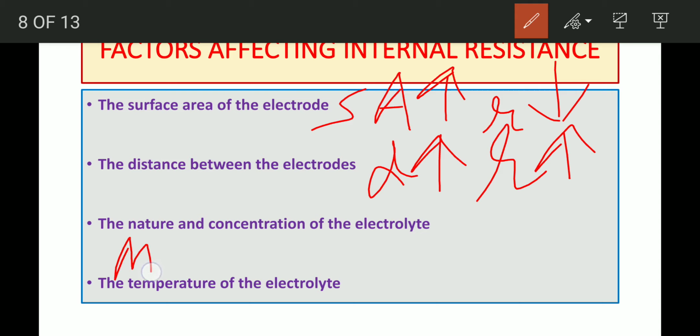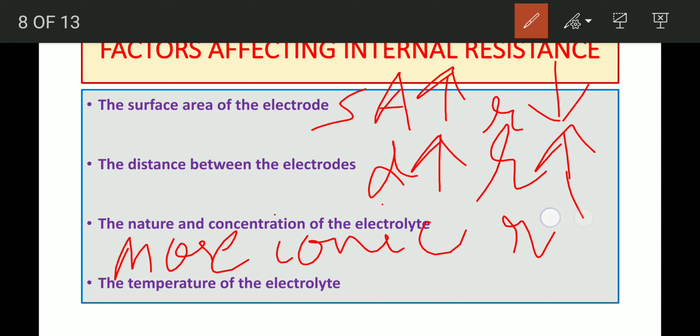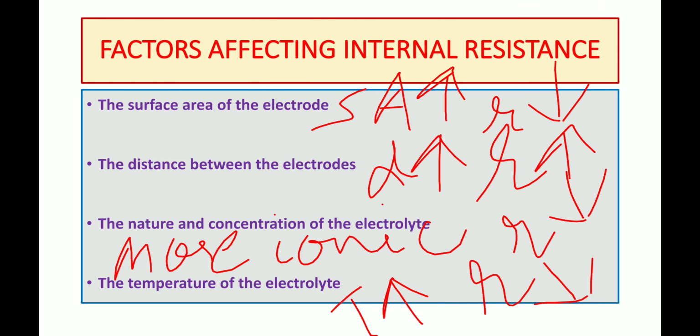The more the ionic nature of the electrolyte, the lesser will be the internal resistance. More ionic means less concentration of electrons. So, the more ionic the electrolyte is, the lesser will be the internal resistance. And finally, the greater the temperature, the rise in temperature, the lesser will be the internal resistance. So, these are the factors which affect internal resistance.